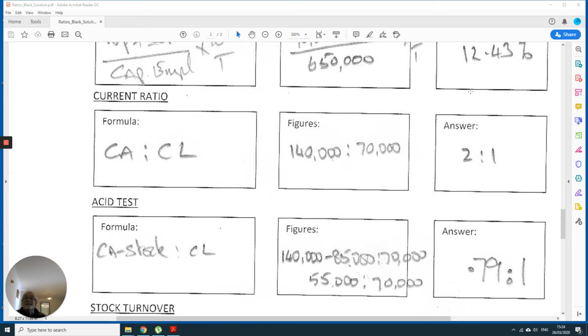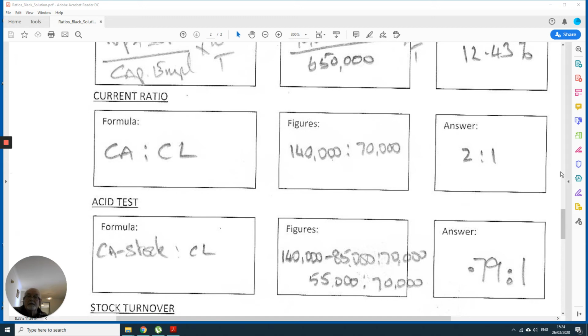So our asset test is 0.79:1. Remember what that means? It means that for every euro in debts falling due, current liabilities, we have only 79 cents in liquid assets with which to pay them. So you'd say this firm has a liquidity problem. It can't pay its debts as they fall due.